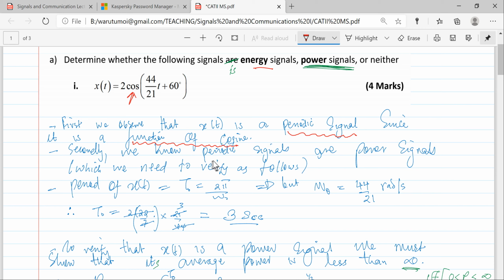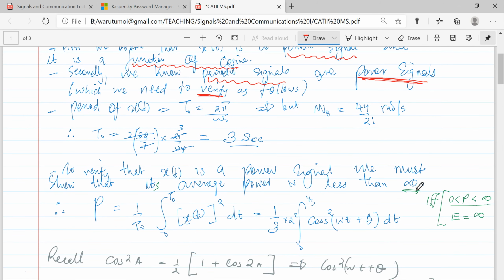generally know that any periodic signal is actually a power signal, but we cannot just state that and say that we have solved the problem. We ordinarily need to verify that this signal represented by this function is indeed a power signal. And how we do that is we have two rules that I have scribbled down here.